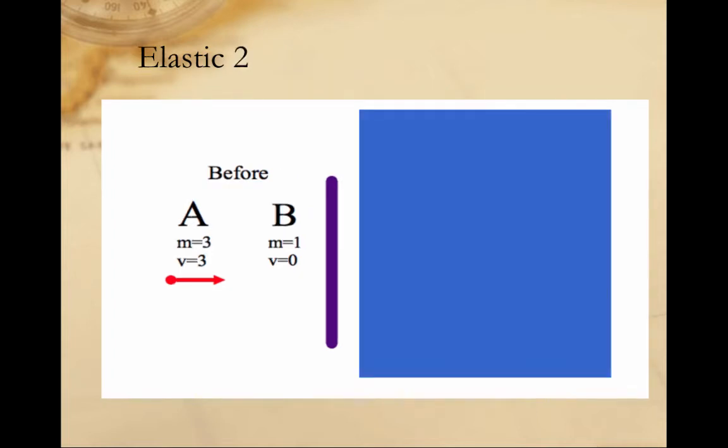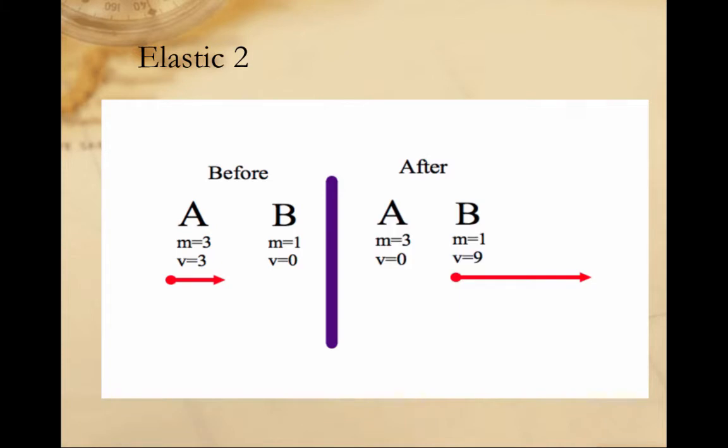In elastic 2, you have a large object moving quickly, hits a small object that's not moving. In this case, it can happen that the large object stops and the small object goes very quickly. Think of hitting a marble with a bigger ball of some sort.